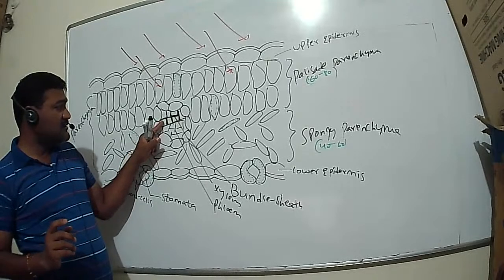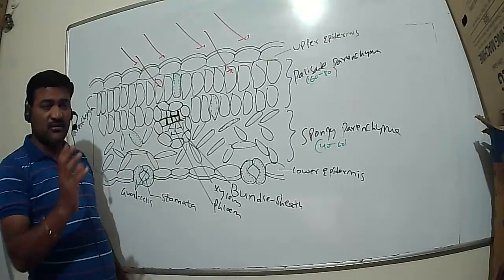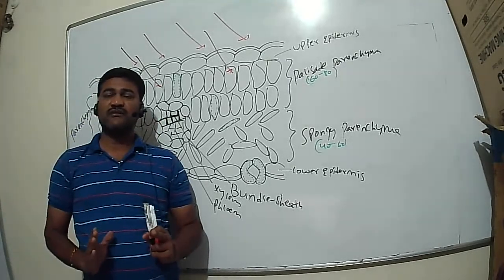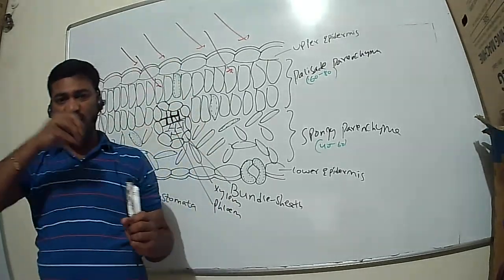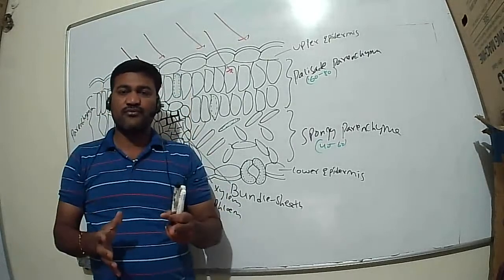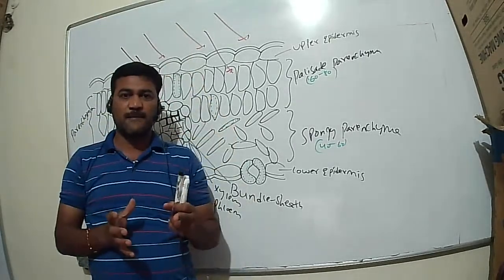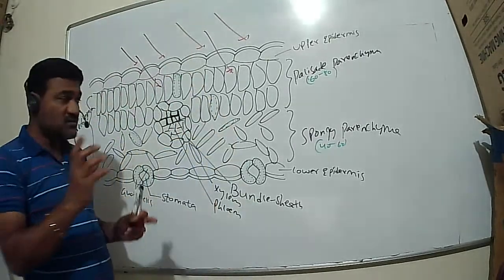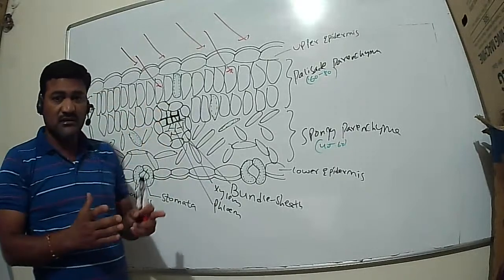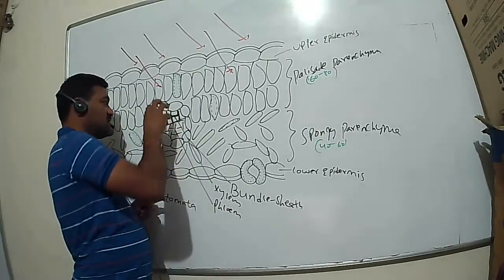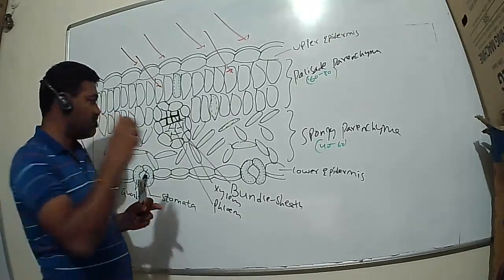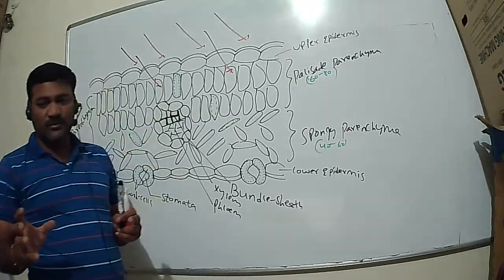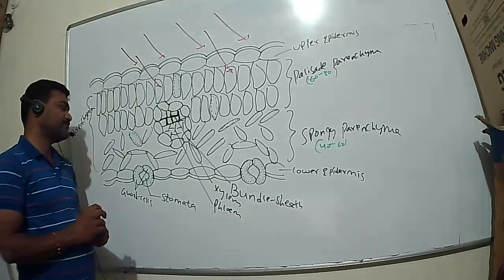Why does the xylem have thick cell walls? Because the xylem vessels conduct water, and there may be a chance of water leaking out, so it should be waterproof. For that, the cell walls are very thick. So the most important structural difference between xylem and phloem is that xylem has thick cell walls and phloem has thin cell walls.